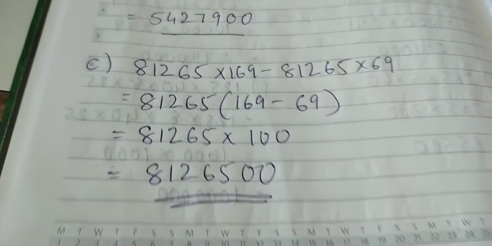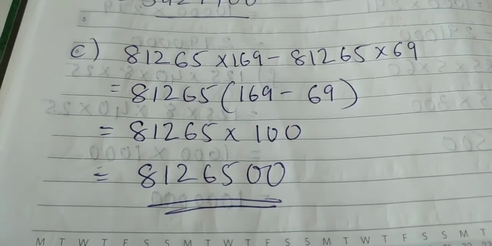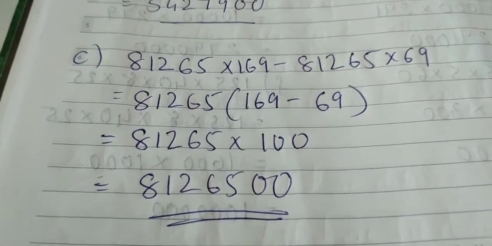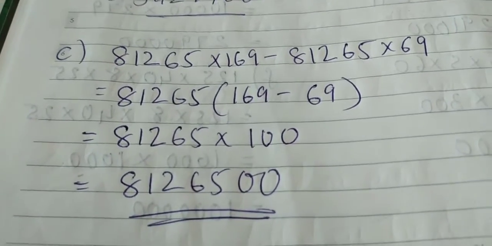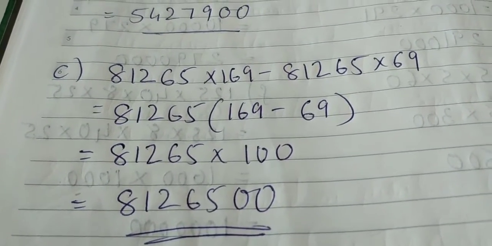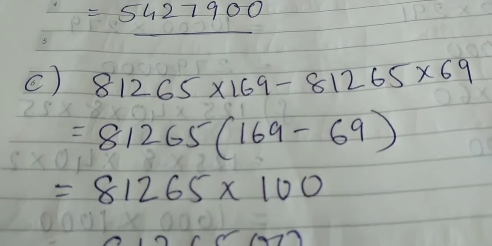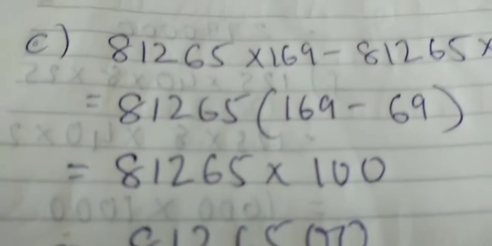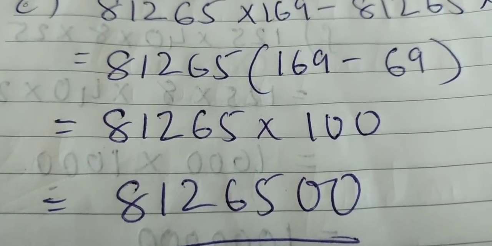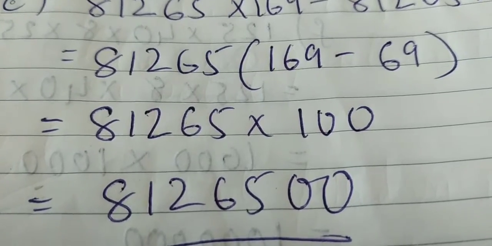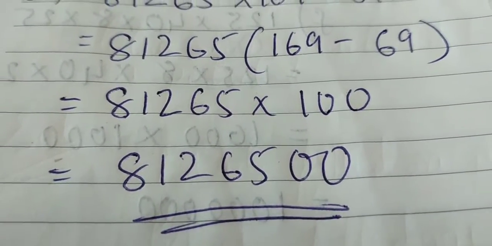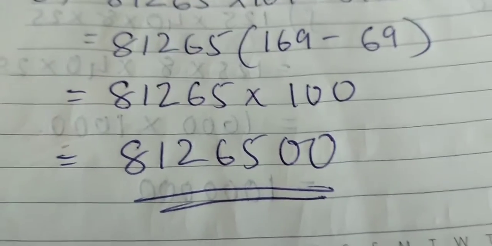Move on to the next sum. Here you have 81,265 common. Take it out. You have 169 minus 69, and on subtracting 69 from 169, you get 100, and 81,265 multiplied by 100 will give you 81,26,500.